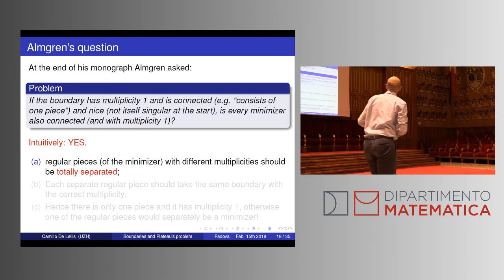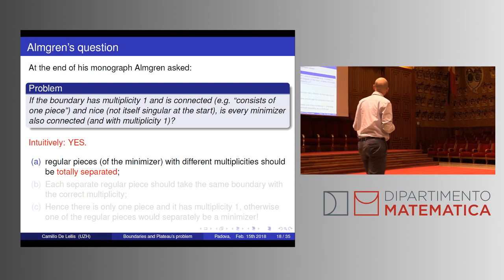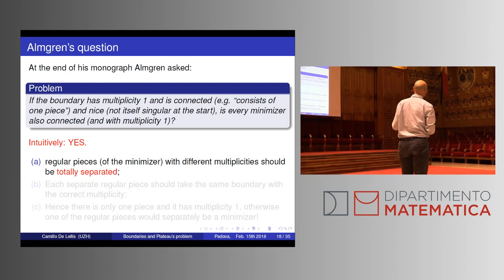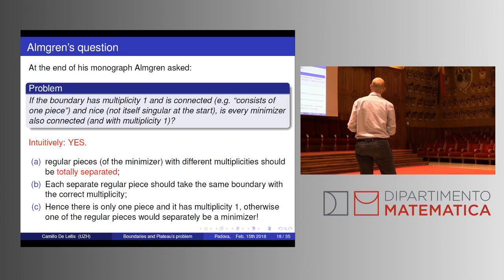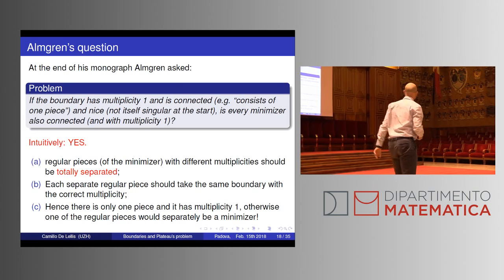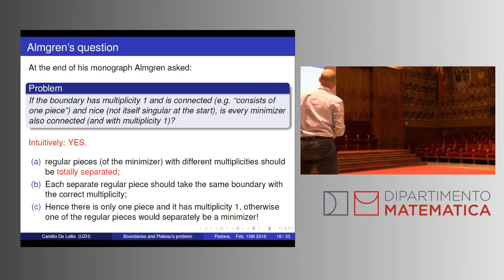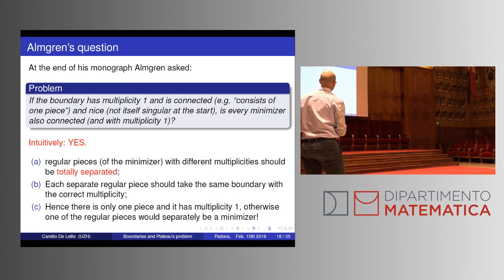Now, why does he ask actually this question? Because you could say, okay, this proof is convincing, but if you want to formalize, there is one problem. For instance, one thing which looks very simple is the following: I'm just saying regular pieces of the minimizer with different multiplicities should be totally separated. So they should be really things which are far apart. That's not obvious. If you remember the example of the configuration of the triple junction, okay?